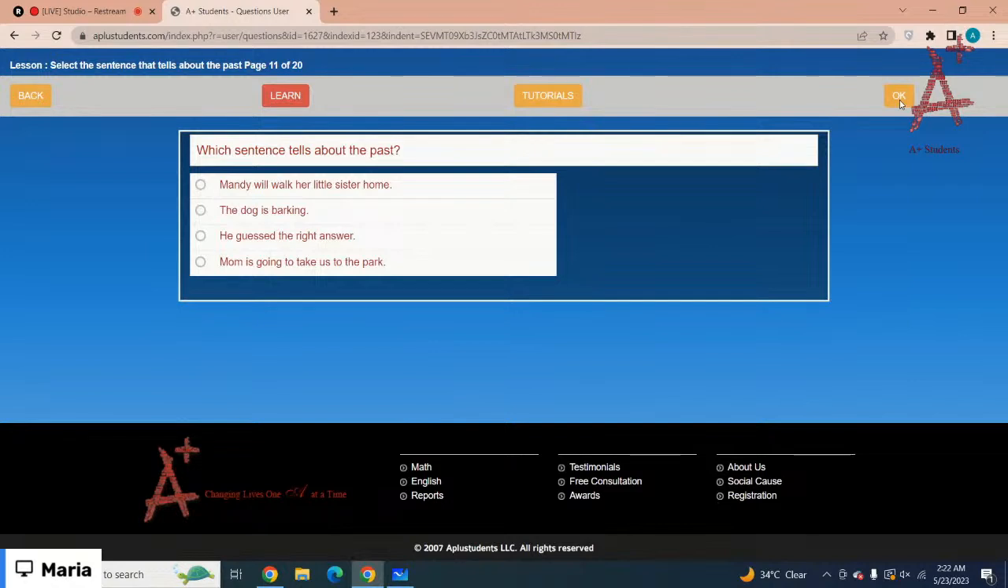Which sentence tells about the past? Mandy will walk her little sister home. The dog is barking. He guessed the right answer. Mom is going to take us to the park. So, which is the correct option? He guessed the right answer. Option number 3 is the correct option.